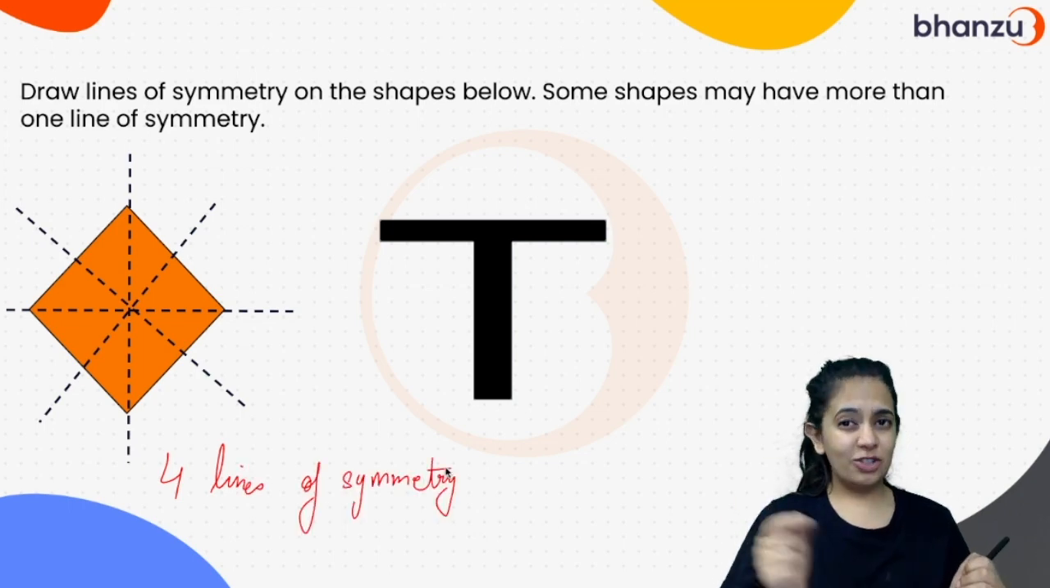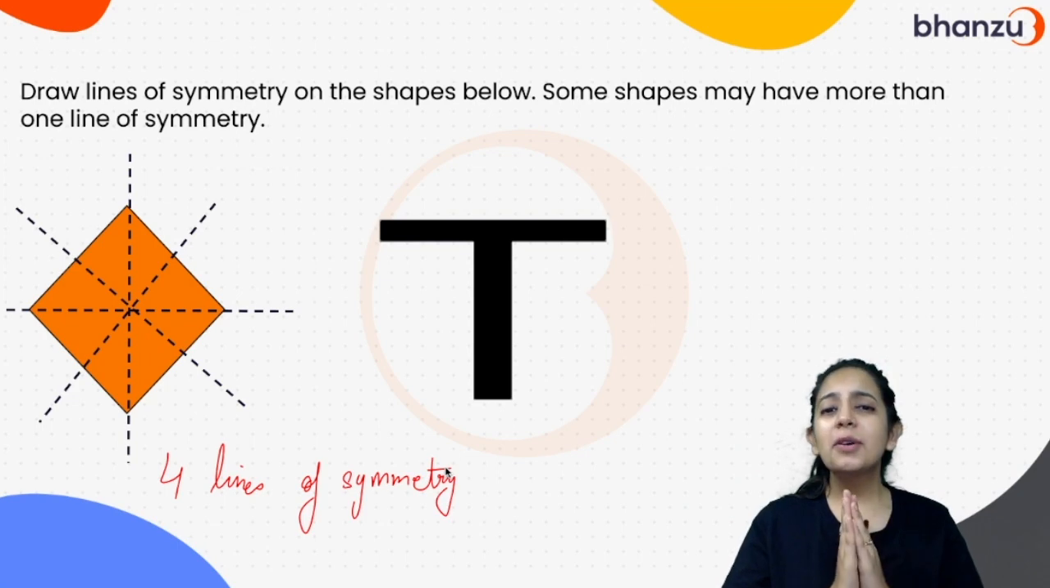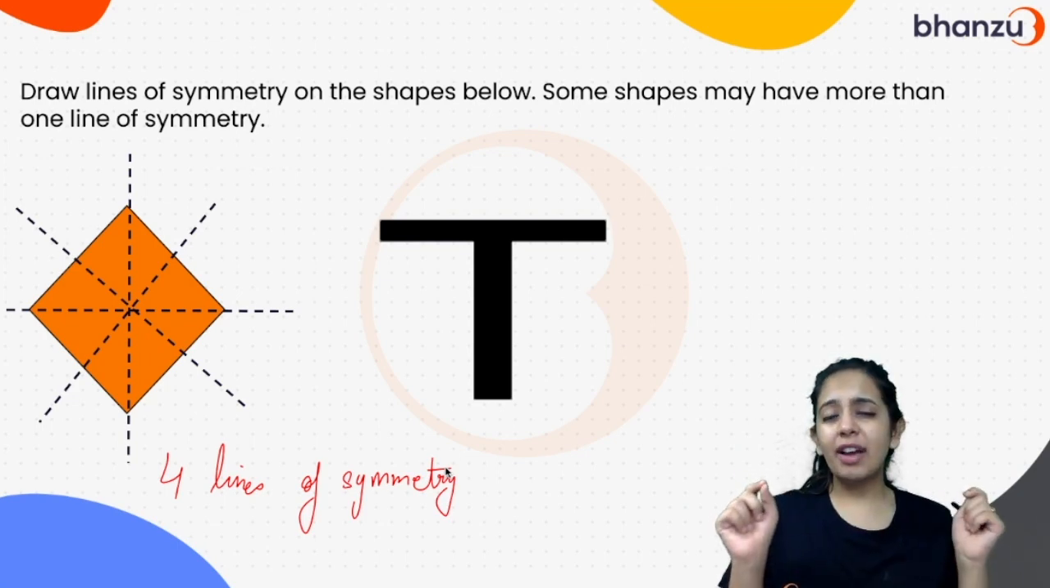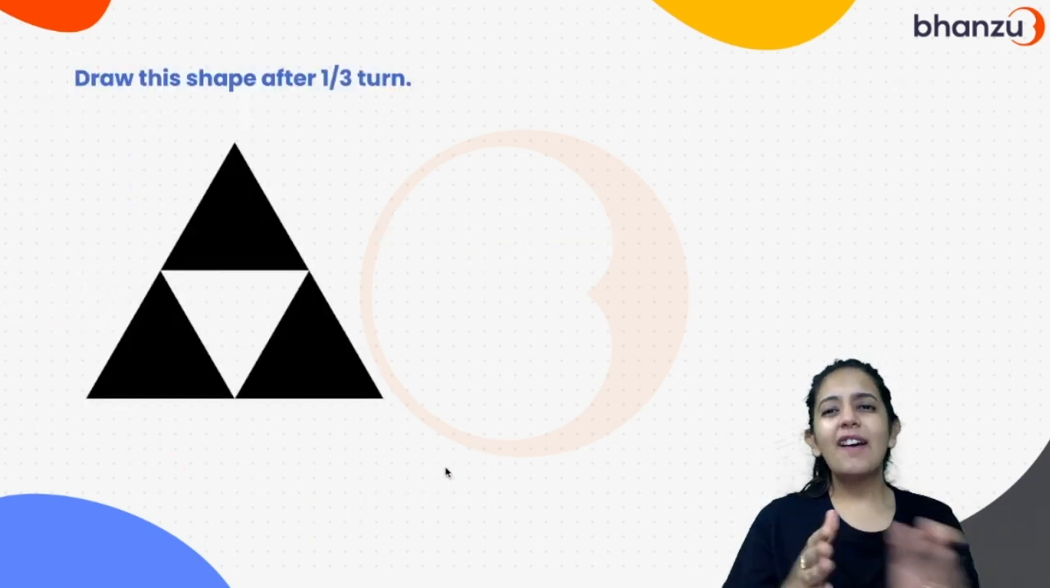That means you can fold the shape in 4 ways and you have to see the overlapping of the 2 equal sides. And how about the letter T? How many lines of symmetry are there here? So it's just 1. That is the vertical line of symmetry. Okay, now let's look at the other question.